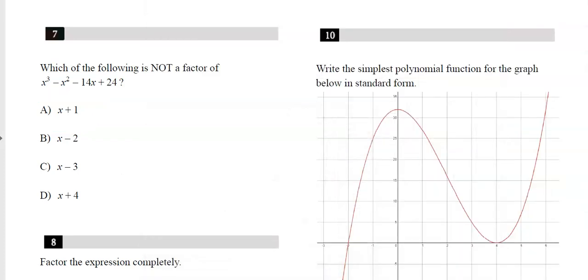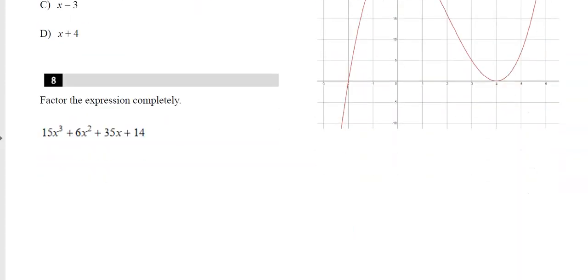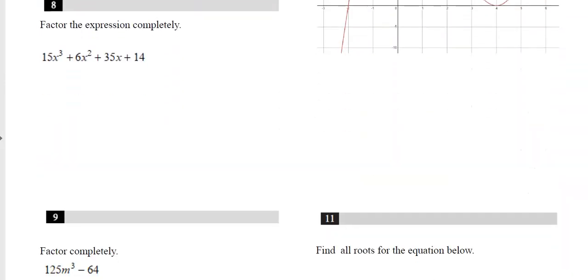All right, let's go on down to number 8. Factor the expression completely. Well, first thing I would always want to try to do is pull out a greatest common factor. I don't think I can. So whenever there's 4 terms, I try to use grouping. See if I can pull a greatest common factor out of each separate group. And I think I can.